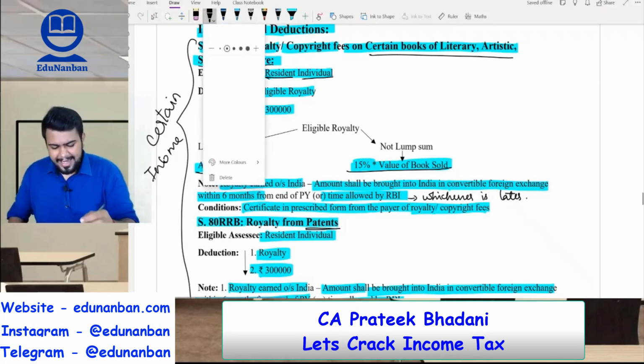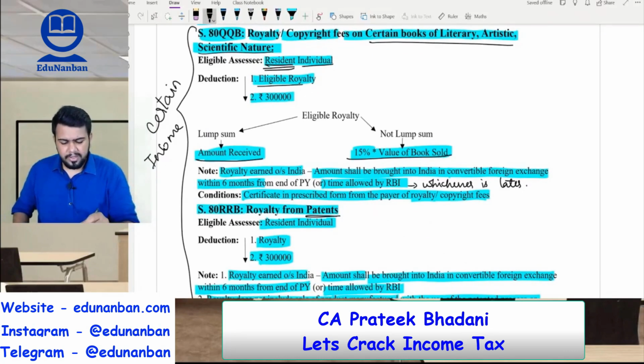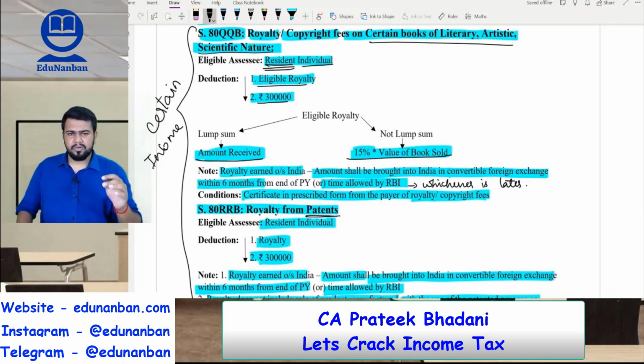Who is eligible? Resident individual is only eligible. What is the deduction allowed? Eligible royalty or 3 lakh rupees, whichever is lower. Sir, what is eligible royalty? If it is a lump sum royalty, then the total amount received will be the eligible royalty, and if it is not a lump sum royalty, then 15% of the value of the book sold will be eligible royalty.